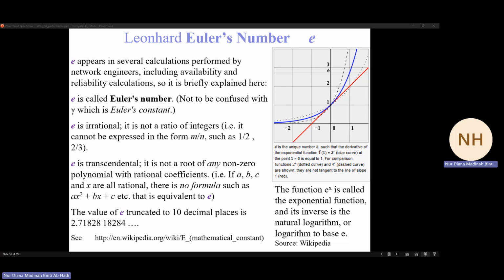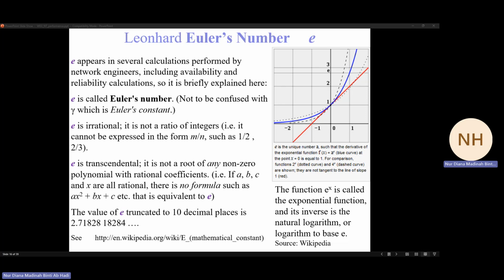You need to check the explanation below. So exponential is known as Euler's number, but please do not confuse it with the Euler constant. These are two different things. Euler's number is an irrational number, not a ratio of integers, and it cannot be written as a fraction. E is also transcendental, which means it is not a root of any non-zero polynomial with rational coefficients.